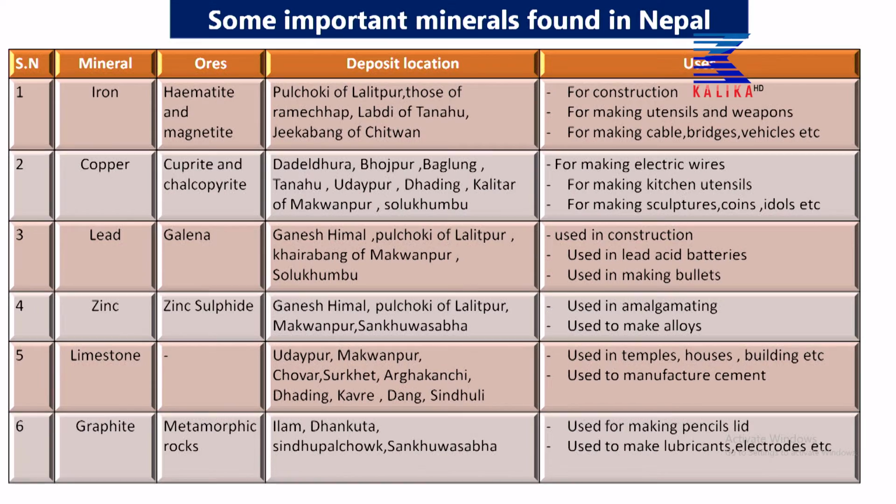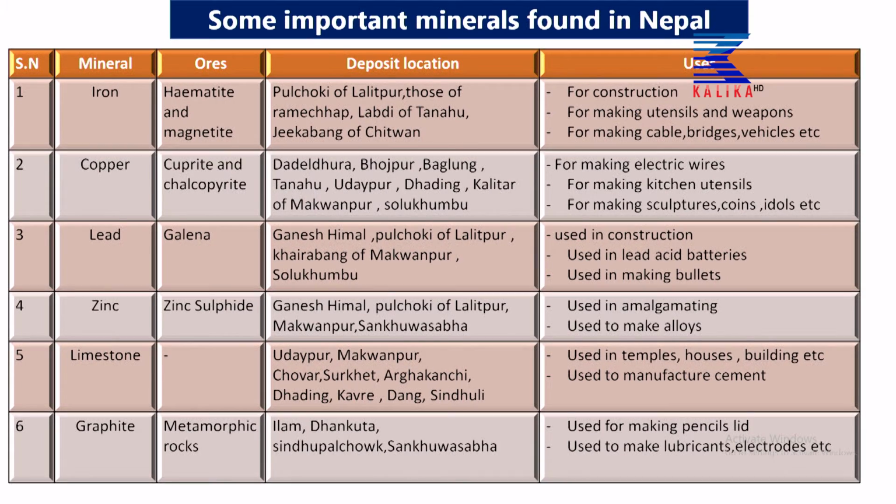What are the respective ores of iron? You can see hematite and magnetite. Hematite, spelling one more time, H-A-E-M-A-T-I-T-E, hematite. Magnetite, M-A-G-N-E-T-I-T-E, magnetite. The locations are mentioned just aside of that cell: Phulchoki of Lalitpur, Those of Ramechhap, Labdi of Tanahu, Jikabang of Chitwan. These are the places from where iron is extracted profitably and economically, and of course conveniently.